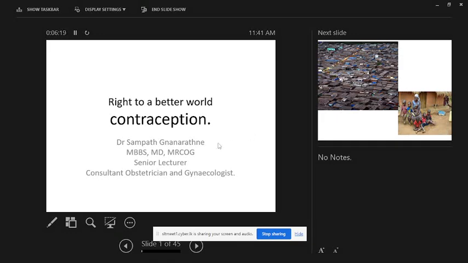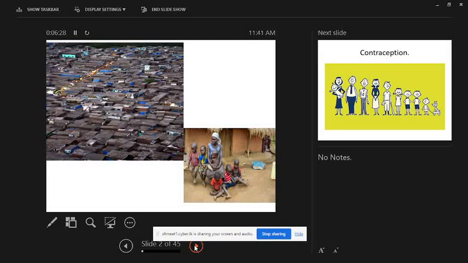Today's topic is the right to a better world: contraception. When we talk about contraception, as Kanchana said, it is a fact that the world population is rising. It's 7 billion at the moment. Population is growing, and at the same time humans are consuming natural resources, and it's becoming a global problem.